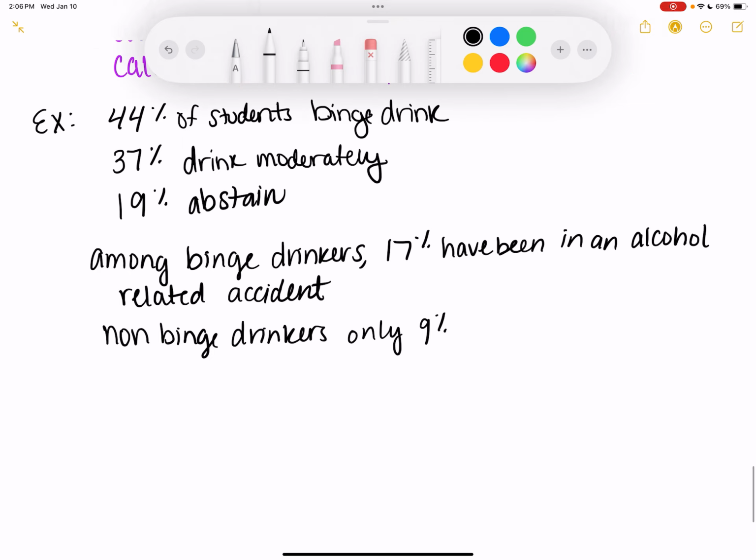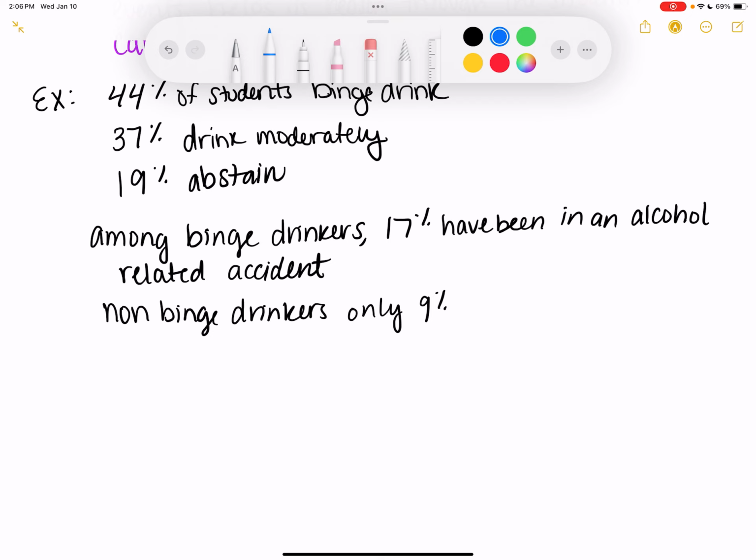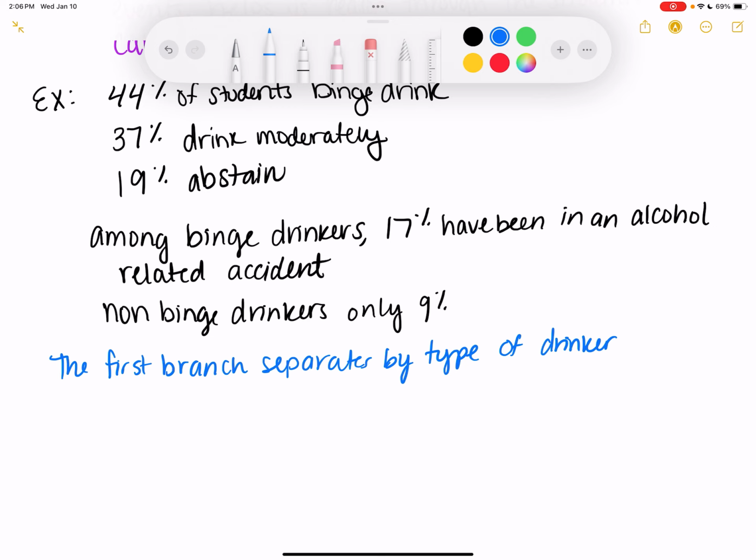All right, so we're going to do a tree diagram, but I'm going to write a little bit about the tree diagram first before I actually draw it. The first branch separates by type of drinker. So basically, I'm going to have 3 branches coming off initially: binge drinker, moderate, or abstain.